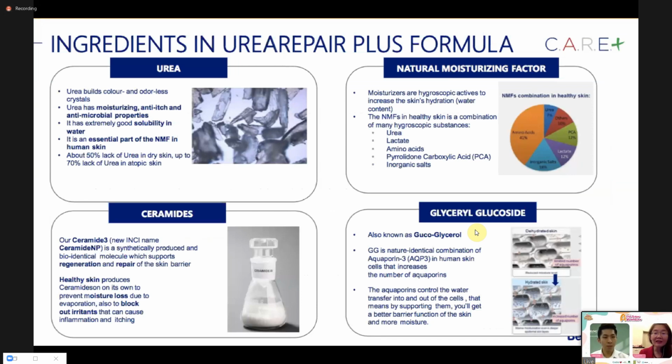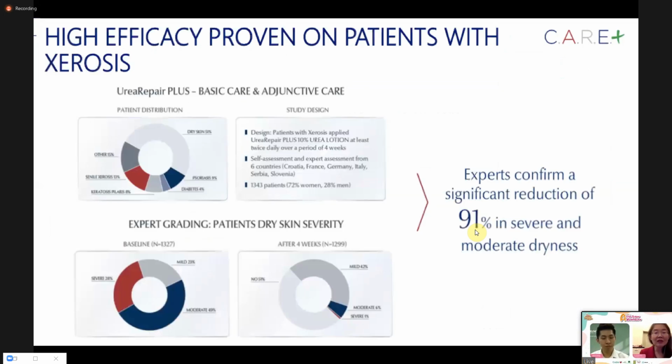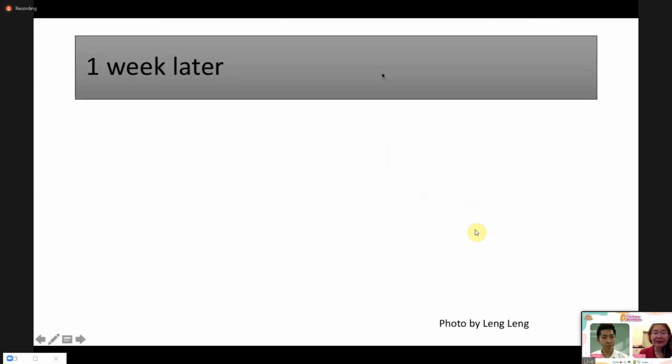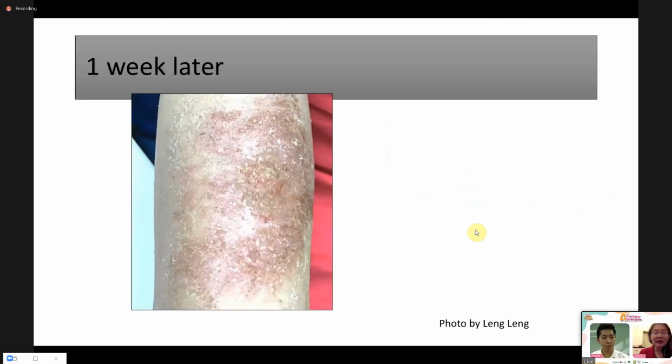So this is a urea formula from Eucerin that contains urea, ceramides, which is also a natural moisturizing factor, and glycerin to protect the skin. So it can be considered a good moisturizer. It has been shown that if you use it, it can help, with a 91% reduction in severe dryness. All right. Okay, so this is actually one of my patients.